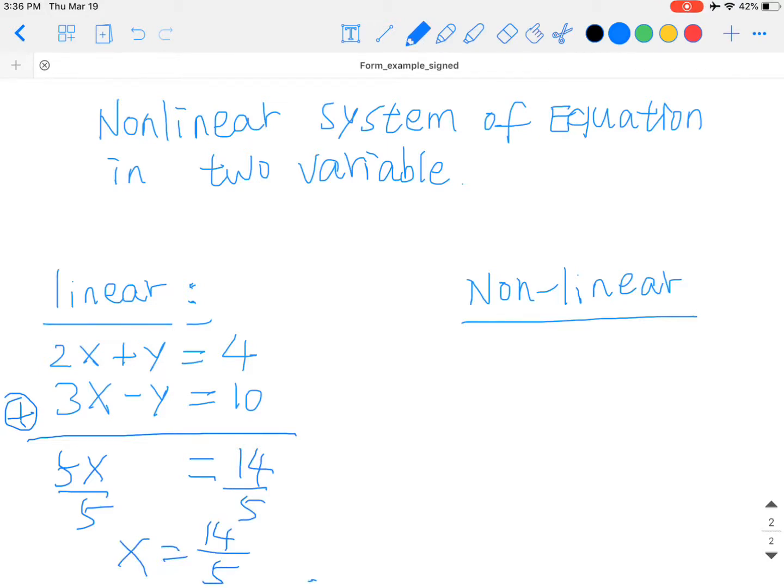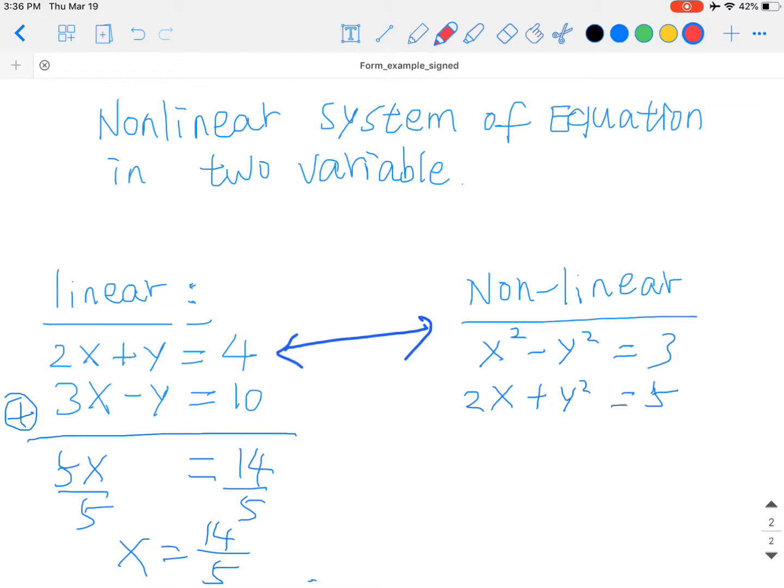For the nonlinear part, sometimes we will have x squared minus y squared equals 3. And the second one, 2x plus y squared equals 5. And you notice the difference between the linear here compared to here. One has x squared and another one has just 1 here. For my y, I have y squared. I have only 1 here. So anything for the variables that is raised to the second power counts as nonlinear.